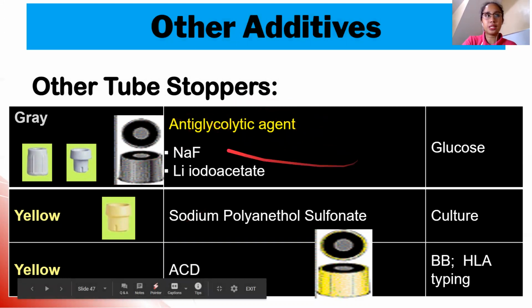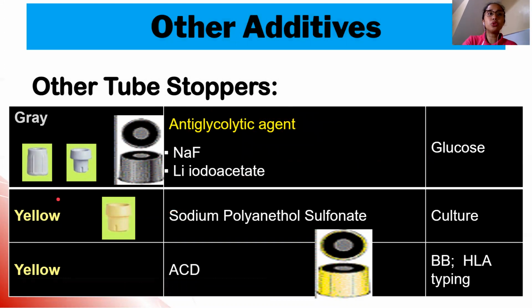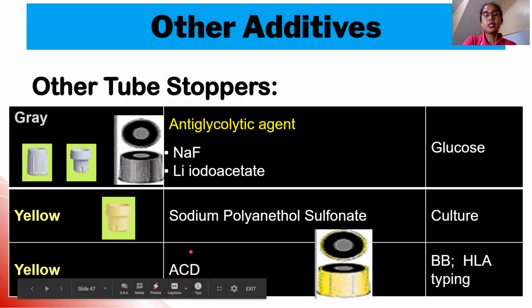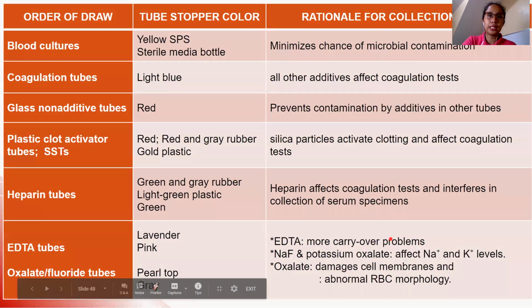It prevents glycolysis. So, for glucose testing, we have yellow tube for culture. So, ang laman niya is sodium polyanethol sulfonate. So, your SPS class, it prevents the activation of complement lysis or complement cascade. It inactivates certain antibiotics, yan, and it reduces chemotaxis. It reduces phagocytosis, yan. And yan, acid citrate dextrose for blood banking. Yan. So class, ayun, the rationale.